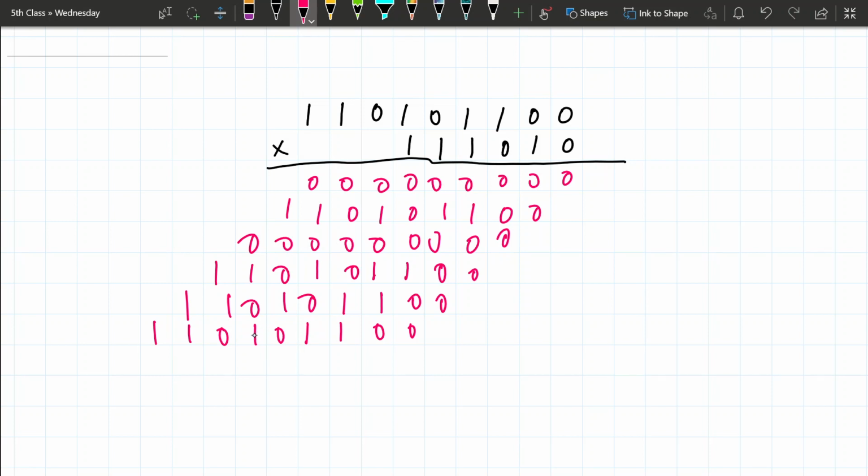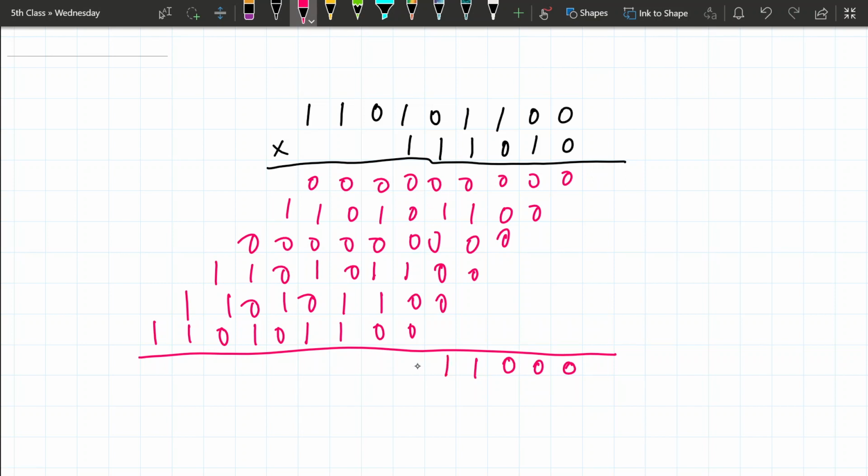Then we need to add everything. Okay, so we're adding now. So this is gonna give us 0. This is gonna give us 0. This column here is gonna give us 0. This column here is gonna give us 0. This column here is gonna give us 1, because 0 plus 1 plus 0 plus 0 is 1. This column here is gonna give us 1. Okay, we'll add all together.